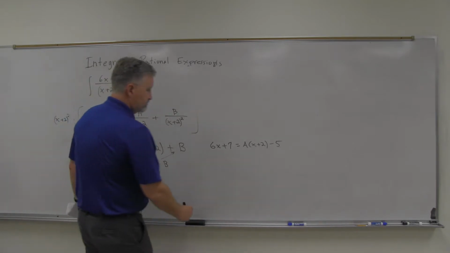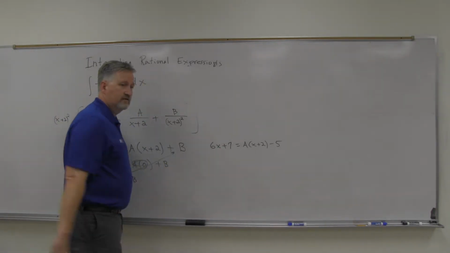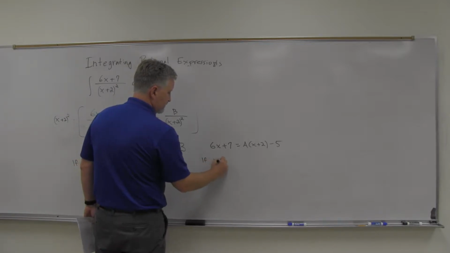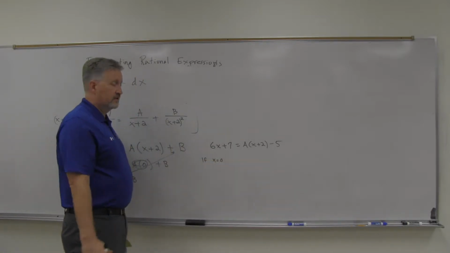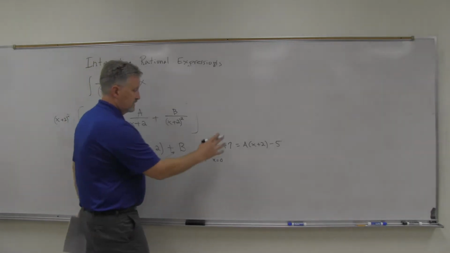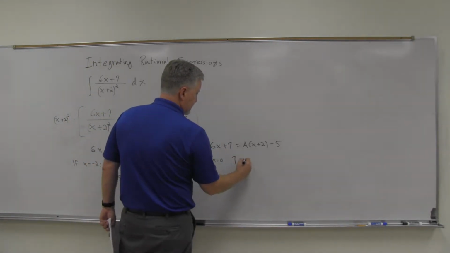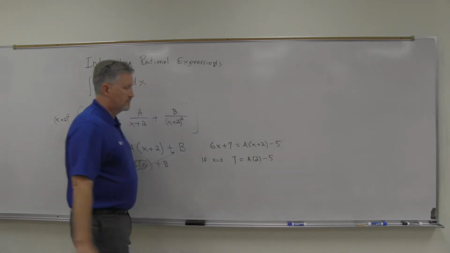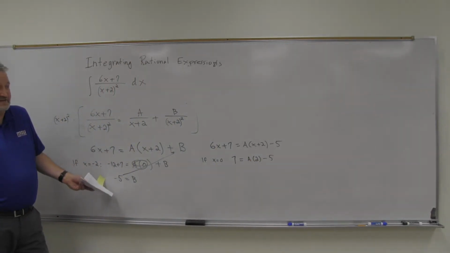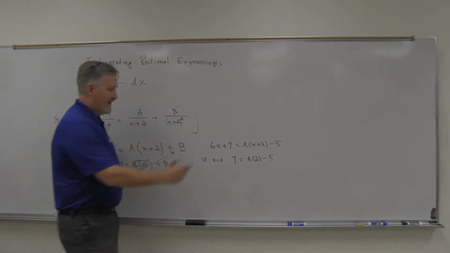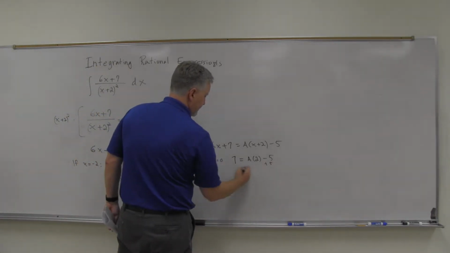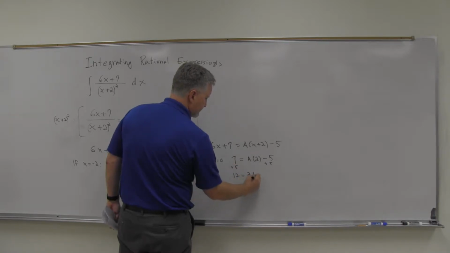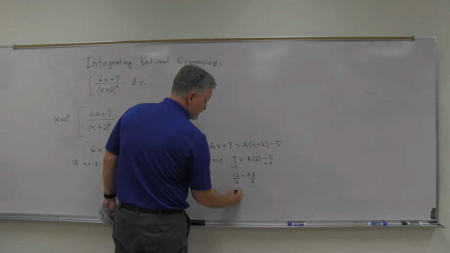Let's let x be 0. I mean, we could do x is 1, x is 2. Let's do x is 0. Makes that 7 equals a times 2 minus 5. I mean, it's not as easy as those others, but that's not that hard of an equation, is it? Add 5. You got 12 equals 2a. So a is 6.